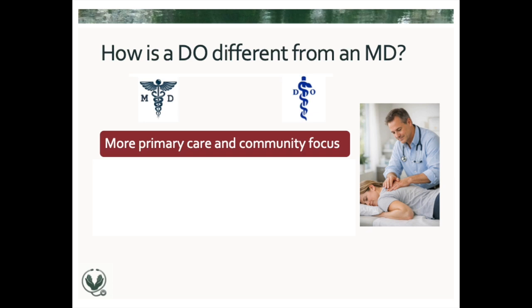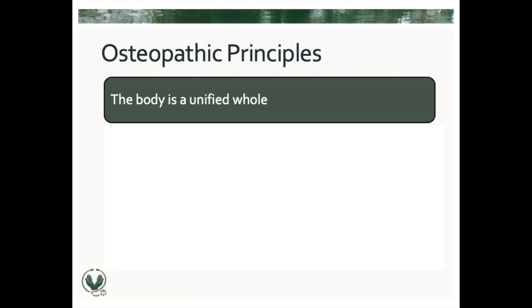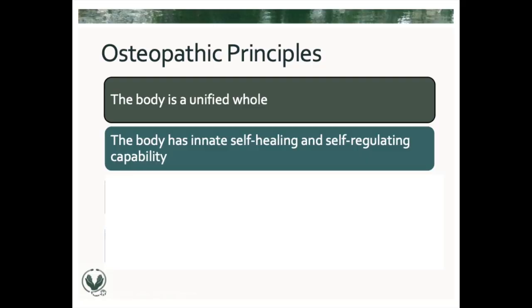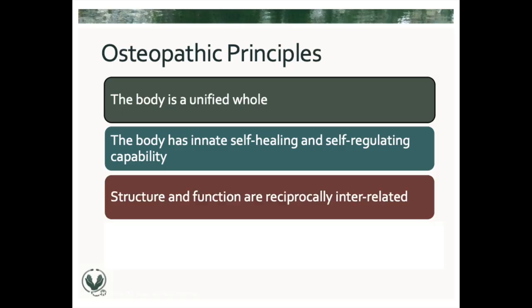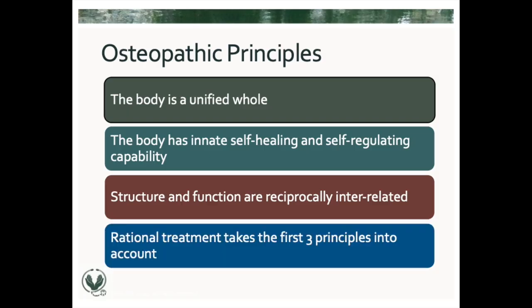Second difference is the osteopathic philosophy. The tenets of osteopathic medicine are the body is a whole. It's a unified single organism, not a bunch of systems put together. The body has innate self-healing and self-regulating capability. Structure and function are reciprocally interrelated. We're going to come back to that in a minute. And that rational treatment is not limited to, but incorporates these first three principles.